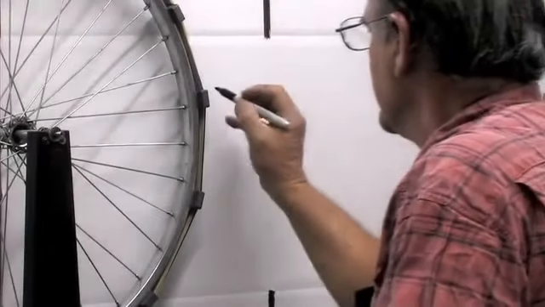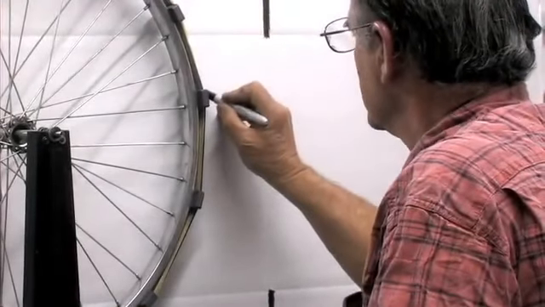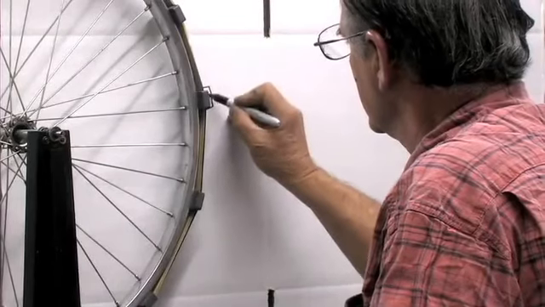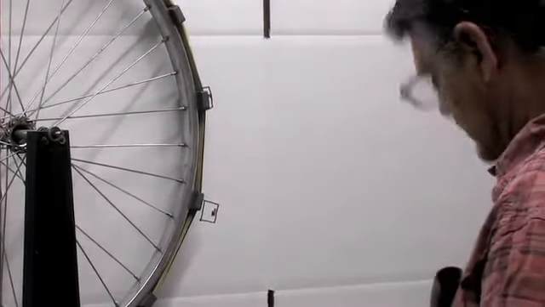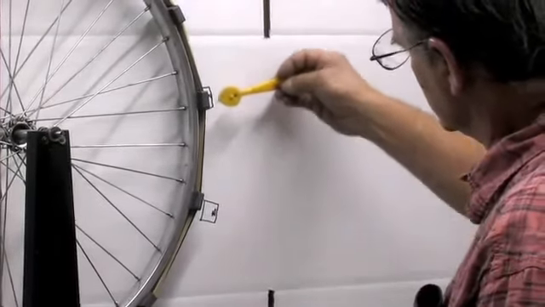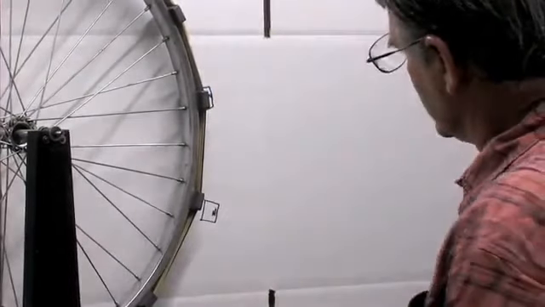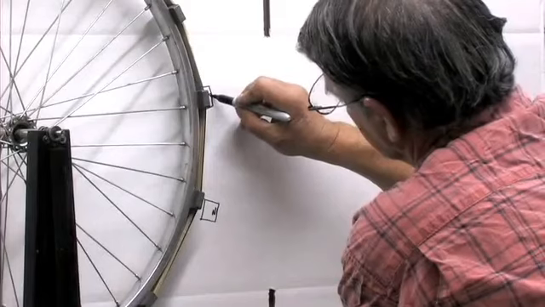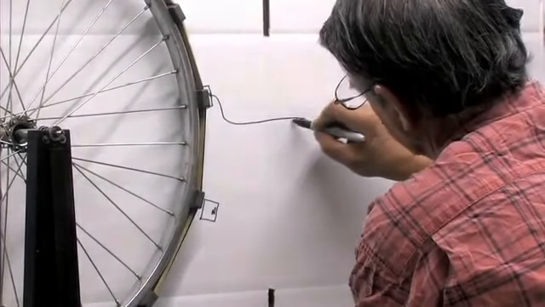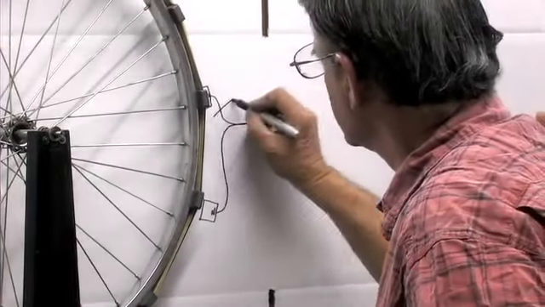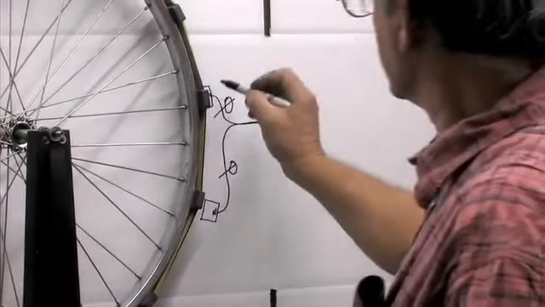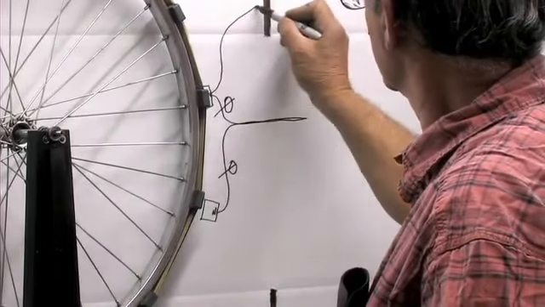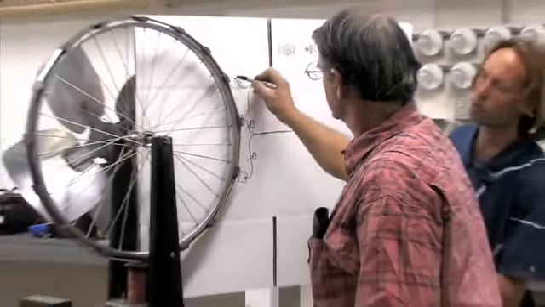Okay, so what we have is a north pole here and a north here. So we have a south that does this. And then what we have is a 0 here and a 0 here. So we have this all the way around the wheel, like this.